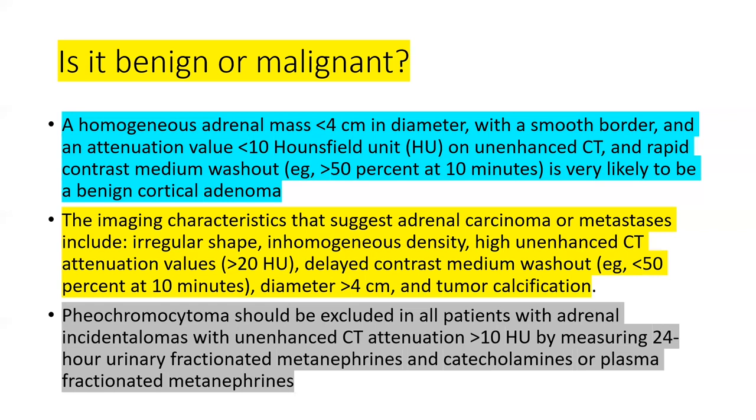We need to rule out a pheochromocytoma by biochemistry, by doing a 24-hour urinary fractionated metanephrine or a plasma fractionated metanephrine.